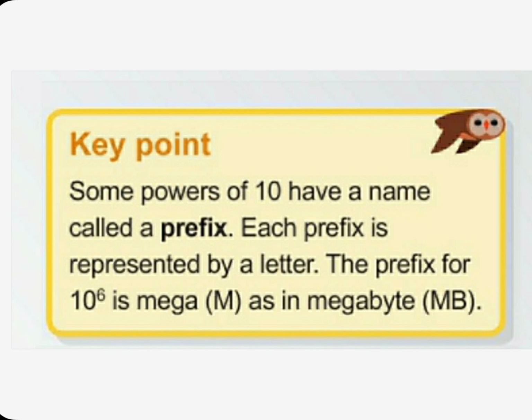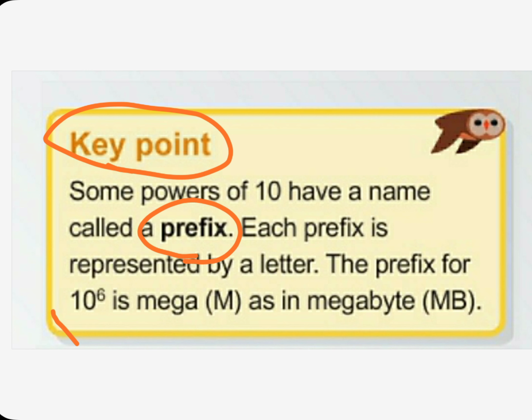In this presentation we're going to talk about Unit 1, Lesson 3, Powers of Tens. Now, let's read the key point together. Some powers of 10 have a name. They are called prefixes. Each prefix is represented by a letter. The prefix for 10 power 6 is called mega, and they give it the letter M, as in megabyte. Now, you have to memorize the names and the number of zeros or the power of 10 itself.